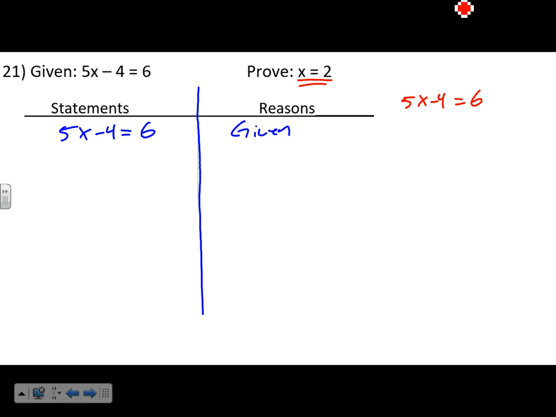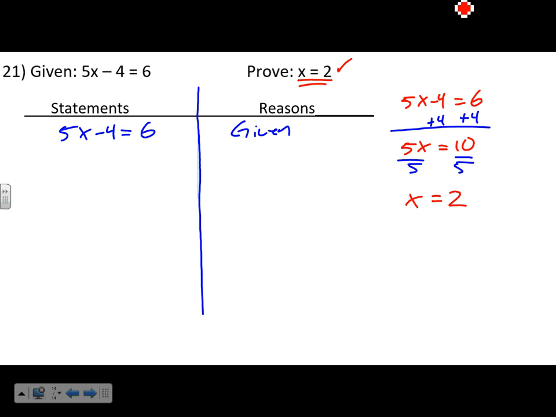So first thing I do is I add 4 to both sides. So then, actually, let's do it this way. Add 4 to both sides. So then that gives me 5x is equal to 10. Then my next thing, I'm going to divide both sides by 5. That gives me x is equal to 2, and we're done because that's what we're looking for.